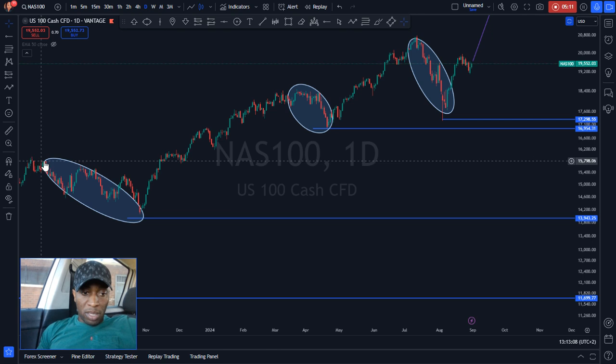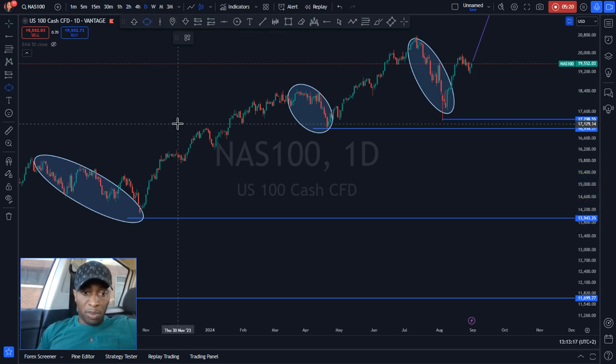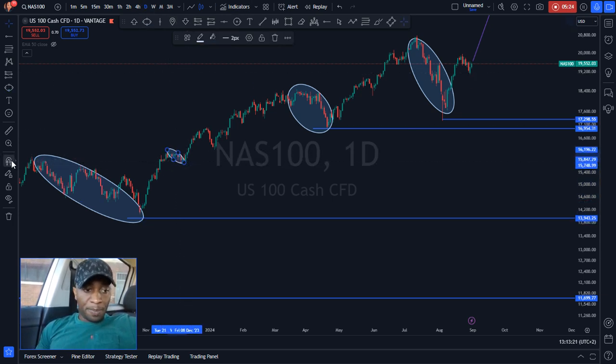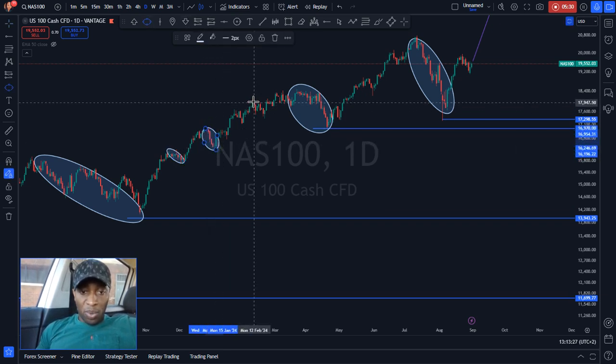Look, guys, this was a correction that we saw on the weekly time frame. So when you go to this lower time frame, you'll be looking for these smaller continuation patterns. See, this was a continuation pattern. See, that was a continuation pattern. Even this one is a continuation pattern right here. You can see this continuation.